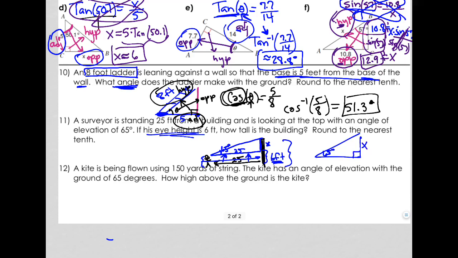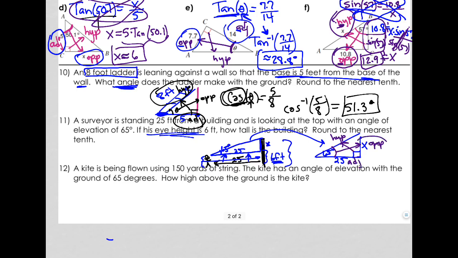We know this is our x. I'm just redrawing this triangle over here so it's not so smashed. And we know this is 25. So if we label it for the 65 degree angle, of course the hypotenuse is here, but your opposite is here, your adjacent is here.